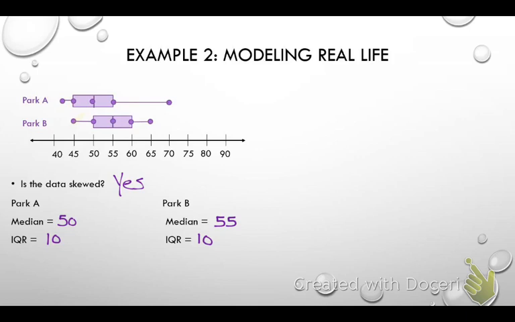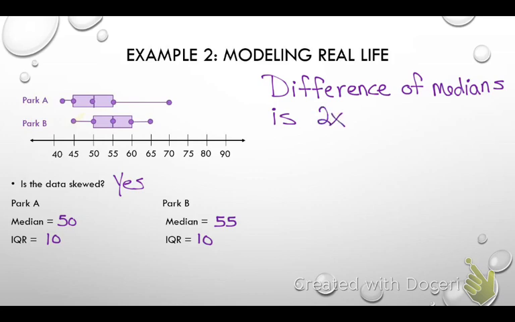I'm on the top of page 340. When the difference of the medians, that's my measure of center, is 2 times the measure of variation, that's significant. That tells me what's significant.